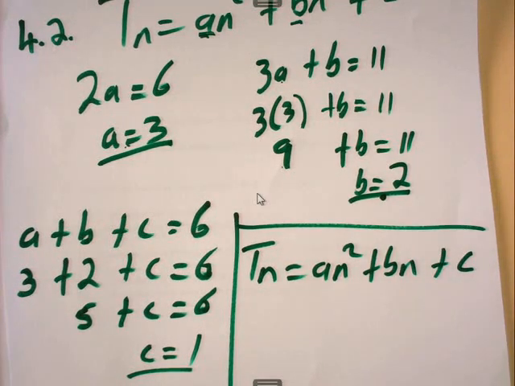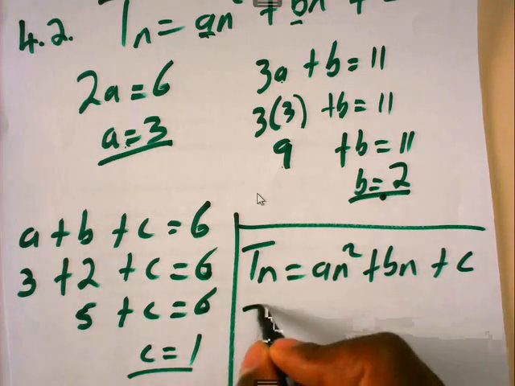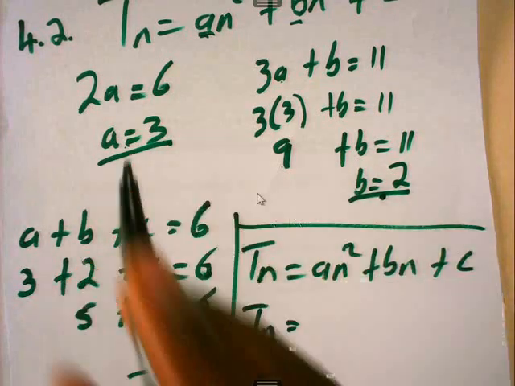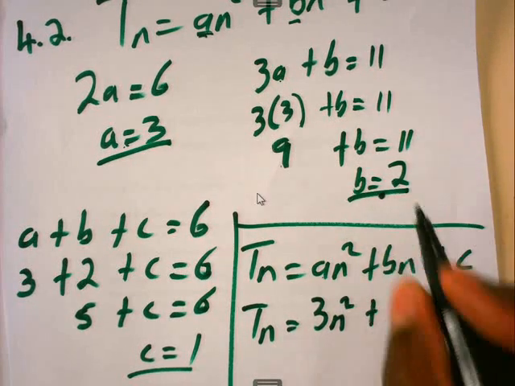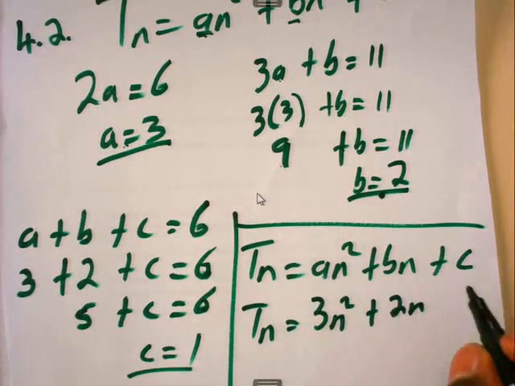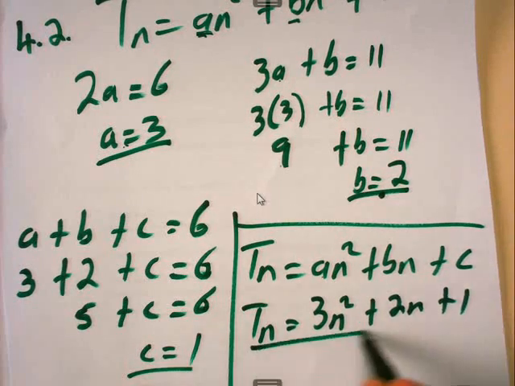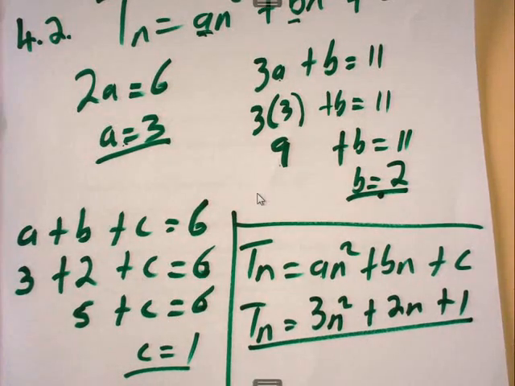Now, all we have to do is to substitute those values. What is the value of A? 3, so 3n squared. What is the value of B? Our B here is 2, so 2n. Our C here is 1. This is the nth term of the quadratic number pattern: Tn equals 3n squared plus 2n plus 1.